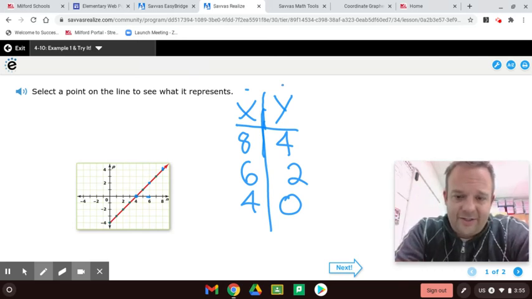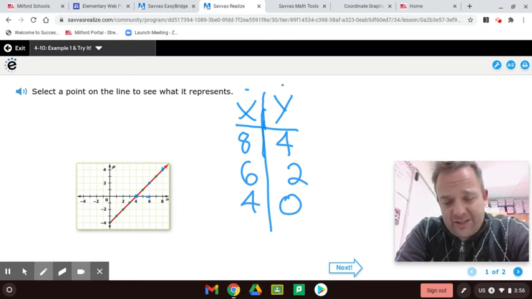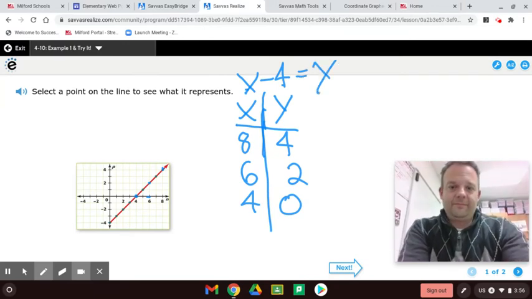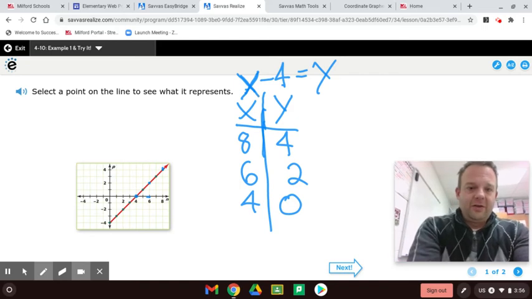It looks like it's decreasing. Is it decreasing by the same amount each time? If it is, we'll know what to do. 8 minus 4 is 4. 6 minus 4 is 2. 4 minus 4 is 0. Therefore, the equation of this line is x minus 4 equals y. You could also write it as y equals x minus 4. That's how it is typically done.